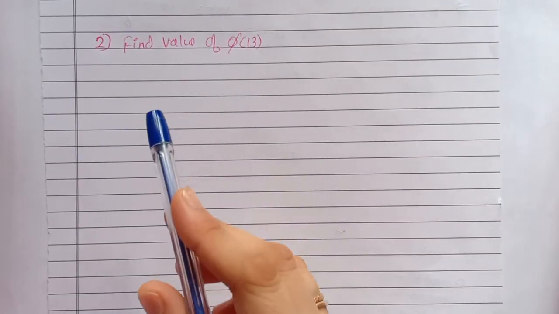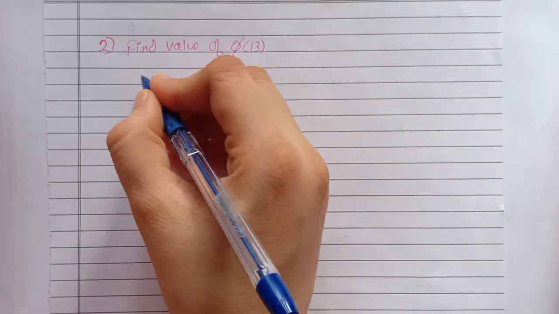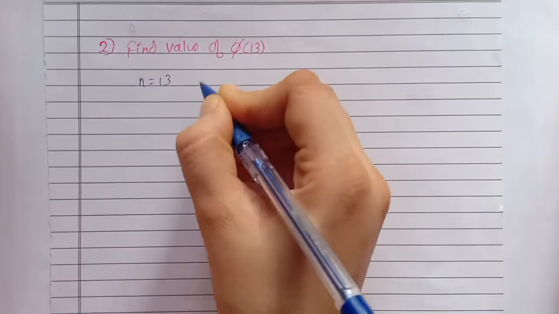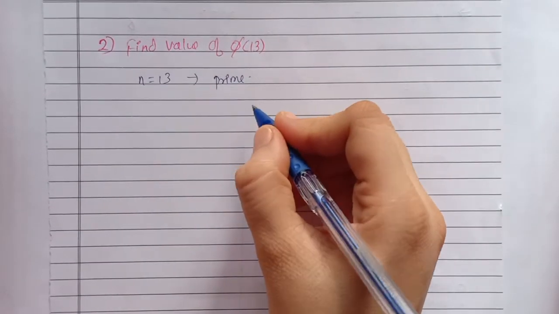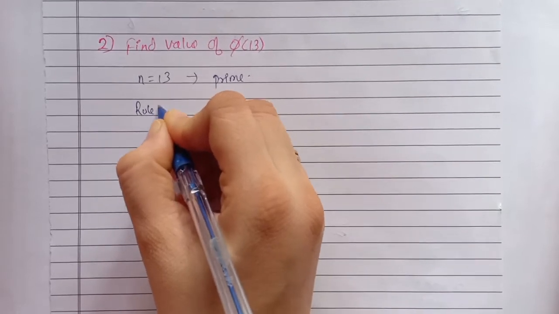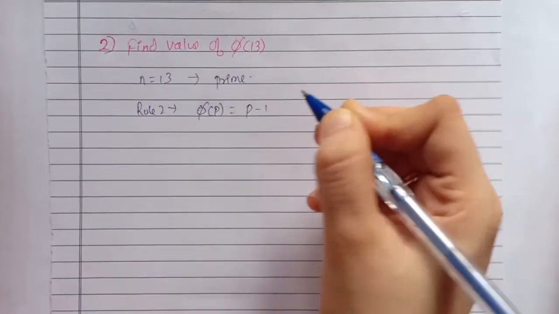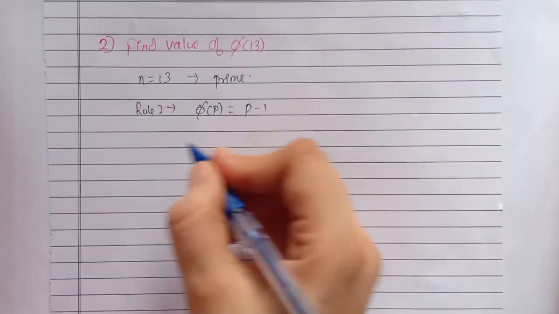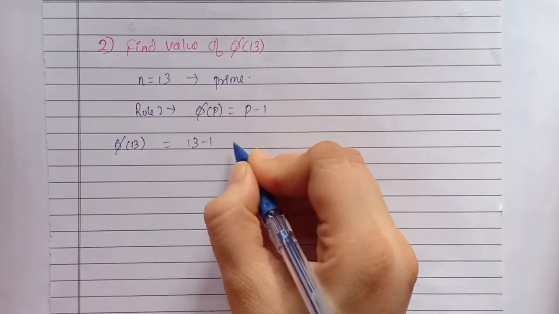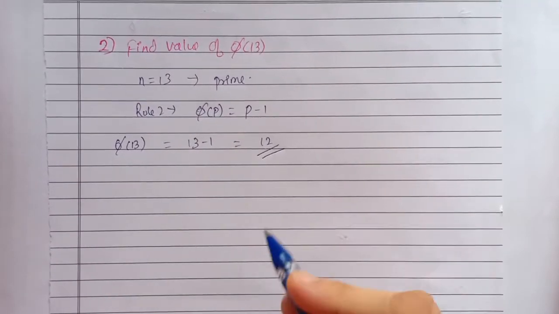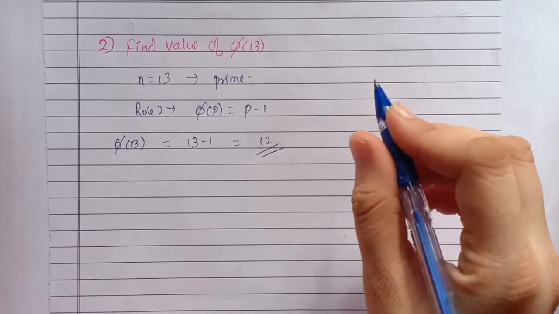Now we have the next question: find the value of phi 13. Here n is equal to 13, which is a prime number. So we will apply rule 2. Rule 2 says phi of p is equal to p minus 1, where p is a prime number. So phi of 13 is equal to 13 minus 1, that is 12. So there are 12 numbers in Z13 star.